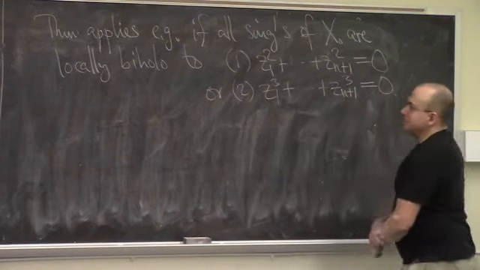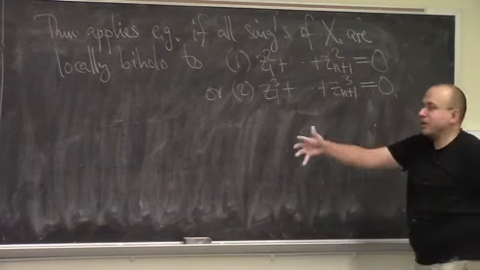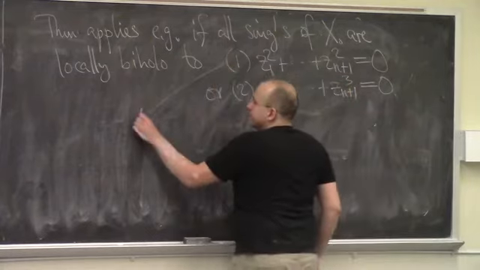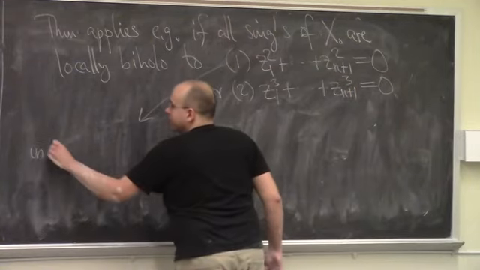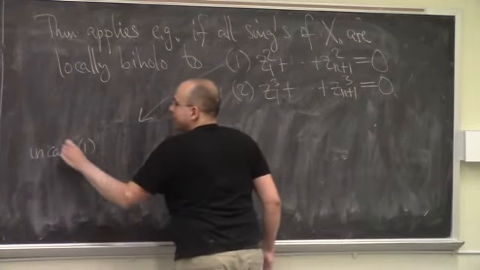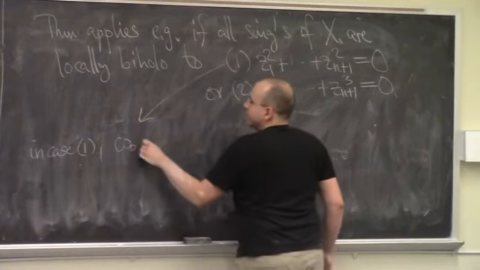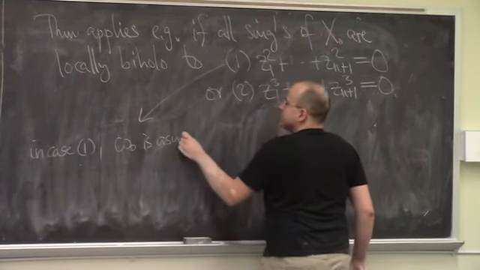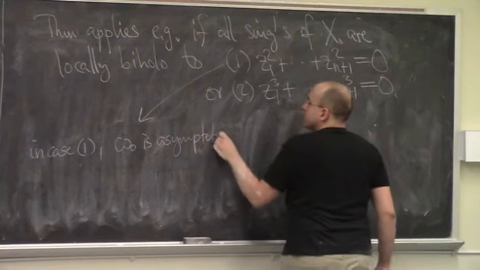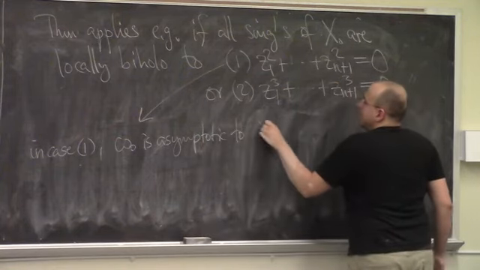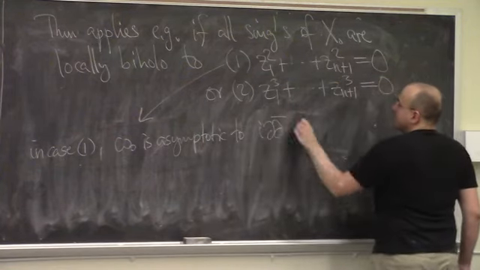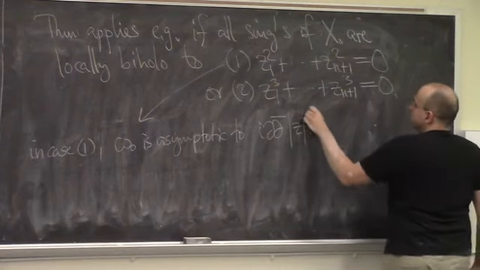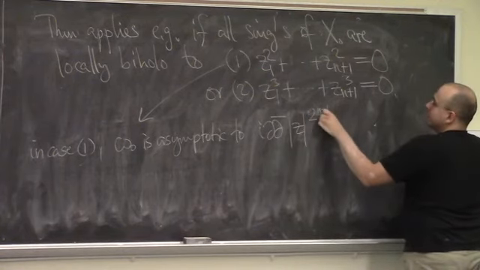And I can tell you what the asymptotics are. So, in case 1, omega 0 is asymptotic to i ∂∂-bar of |z| to the power 2(n-1)/n.